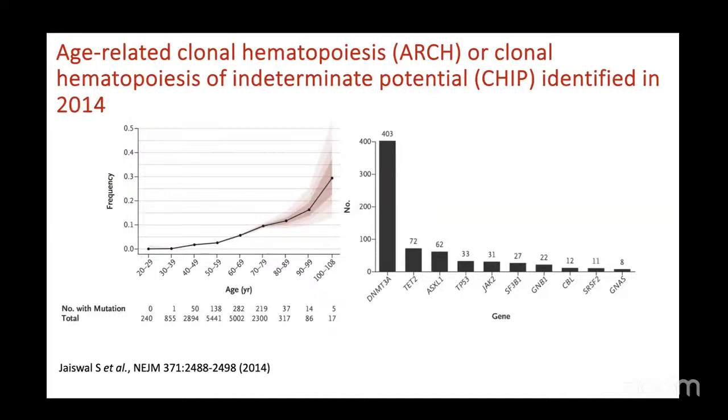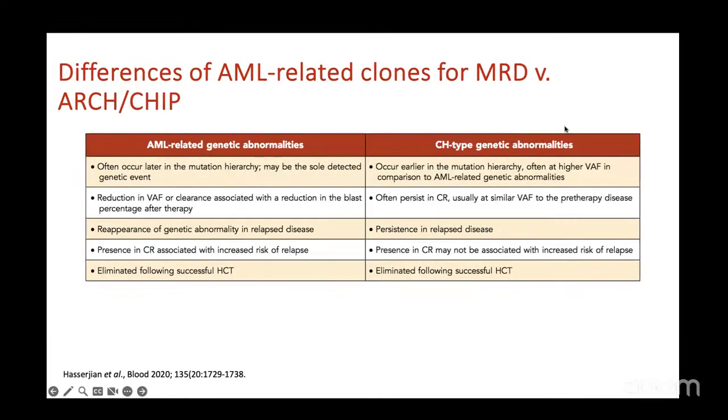In clonal hematopoiesis, these mutations occur early in the mutation hierarchy and are present at high VAFs. These mutations persist in CR. That means if you take AML patients who are in morphological remission and sequence them, you'll find that these mutations persist at a high VAF.